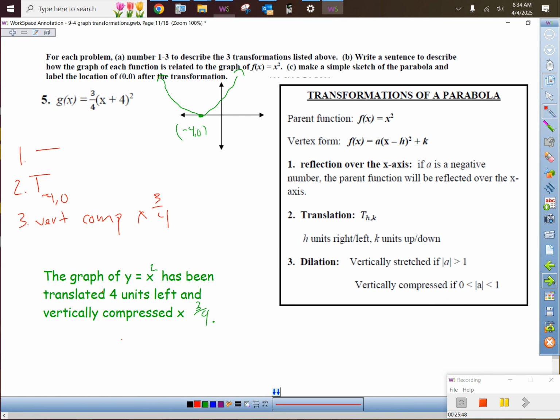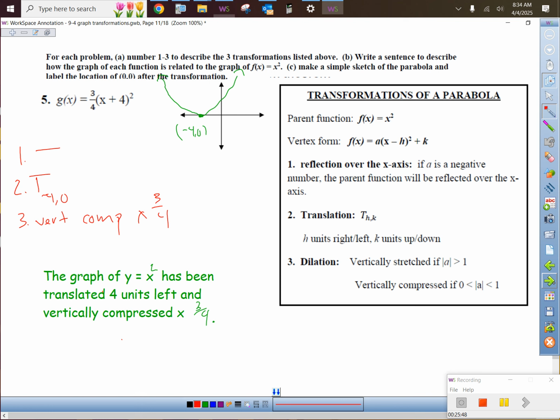So how do you feel about that? He opens up, right? You move 4 units left, and he is vertically compressed, so isn't he fatter than normal in that case? Rock on? How do you feel about the sentence? Did I do it right?